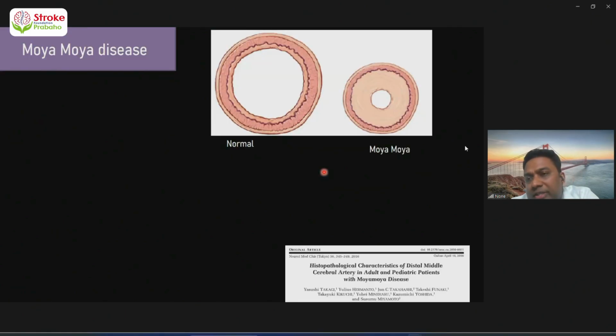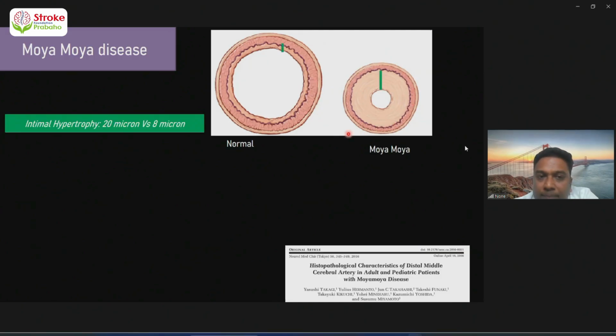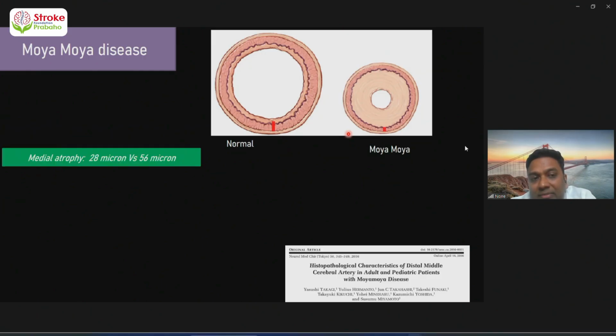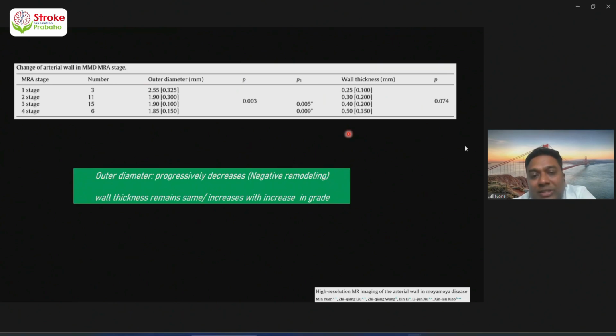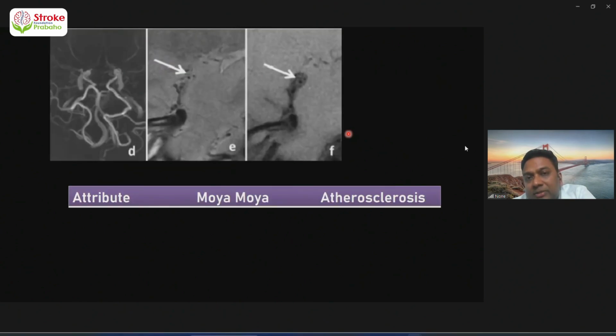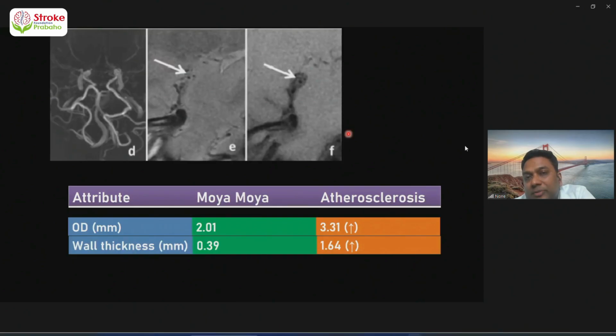Coming to moyamoya disease, I know we have discussed this. The intima thickens, the media atrophies. Overall thickness of the vessel wall does not change, but it is negatively remodeled, meaning the outer diameter of the artery is lower. So that's what I've said, intimal hypertrophy. It becomes double the size, media becomes half the size, and outer diameter progressively decreases. And usually there is absence of enhancement, but we can see some grade 1 enhancement in moyamoya disease.